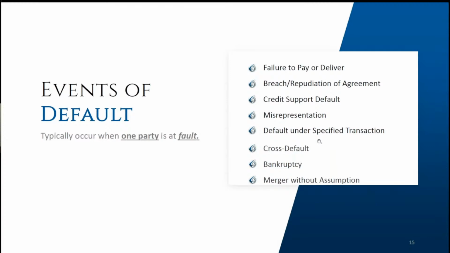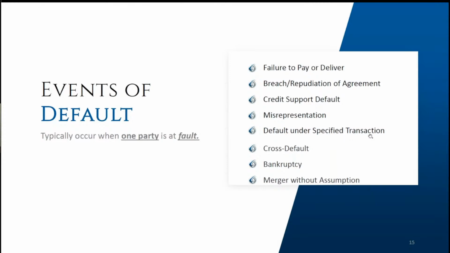Areas where banks will usually insist on changes, for instance, is under the default under specified transaction. They'll look to expand the types of transactions which would create this default. So a specified transaction at its essence is a trade between the fund and the bank, which is not governed under this ISDA. And it could also affect any specified entities of the bank. So usually they'll bring in affiliates as well.